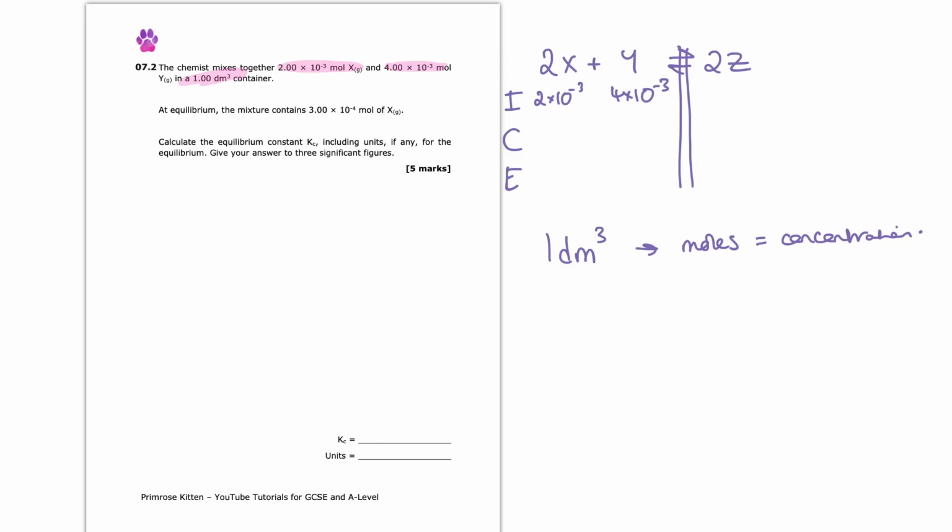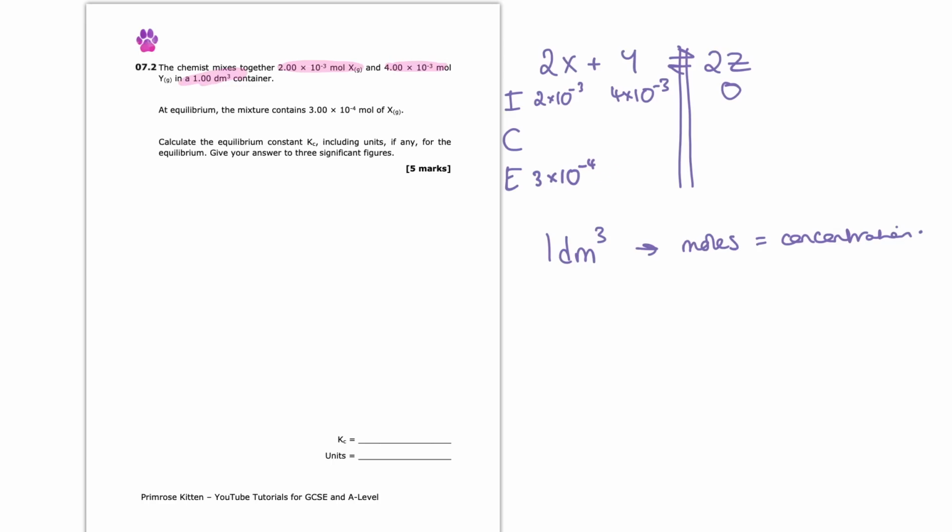So I think it's fair to assume from what they've said that we didn't start with any Z at all, so we're going to put a little 0 there. And we're told that at equilibrium, the mixture contains 3 times 10 to the minus 4 moles of X. Okay, so we can see there that it's gone down.